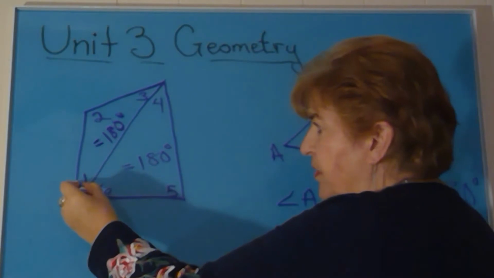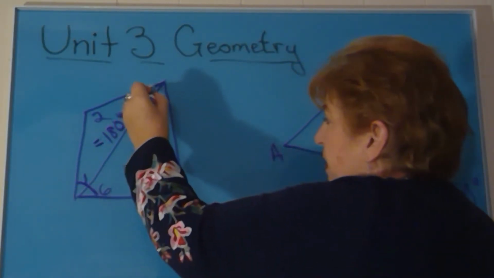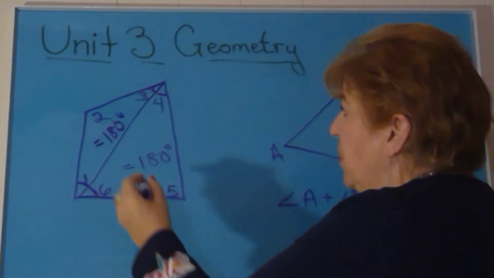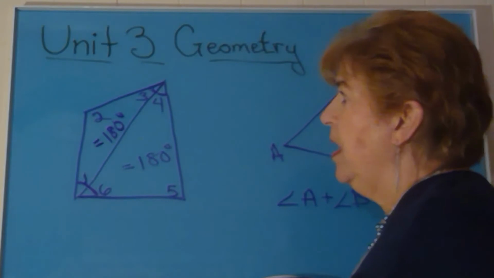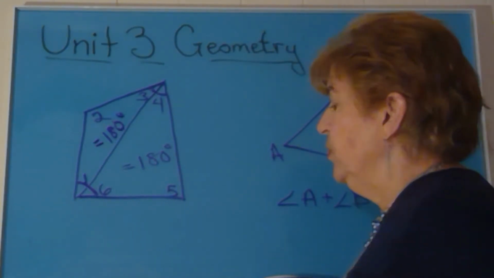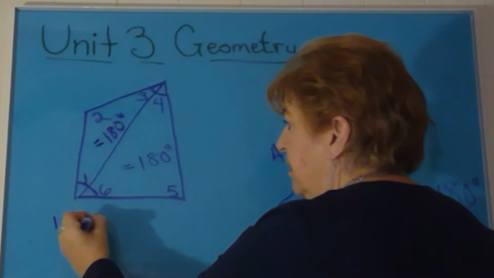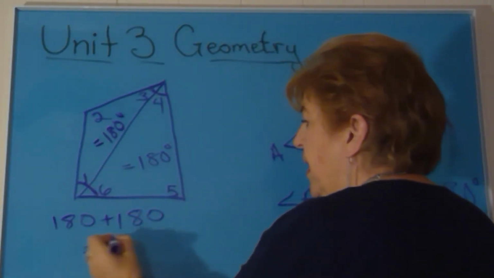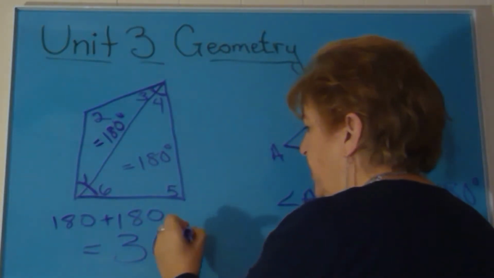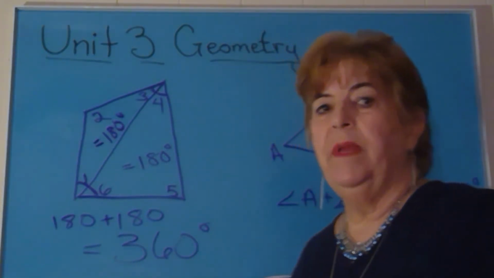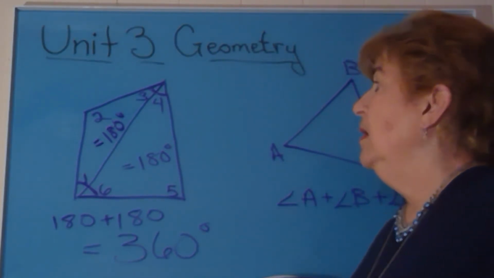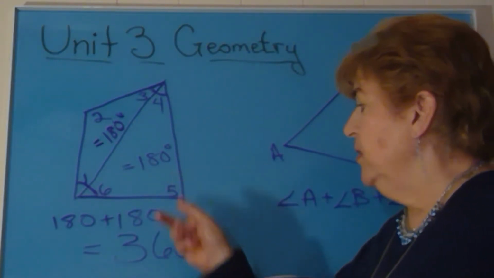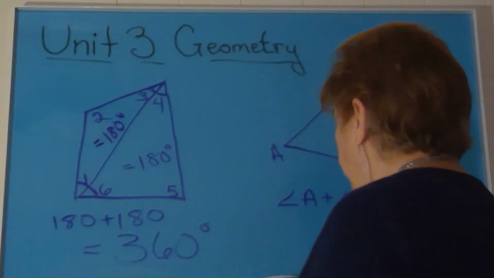Notice I haven't done anything to the angle here and here, except I divided it in two to make it a triangle. So to find the angle measures of the angles in the quadrilateral, I just have to take the first triangle and add it to the second triangle, and I get 360 degrees. That is the angle measurement in any quadrilateral. Any figure that has four sides, the angles will add up to 360 degrees.